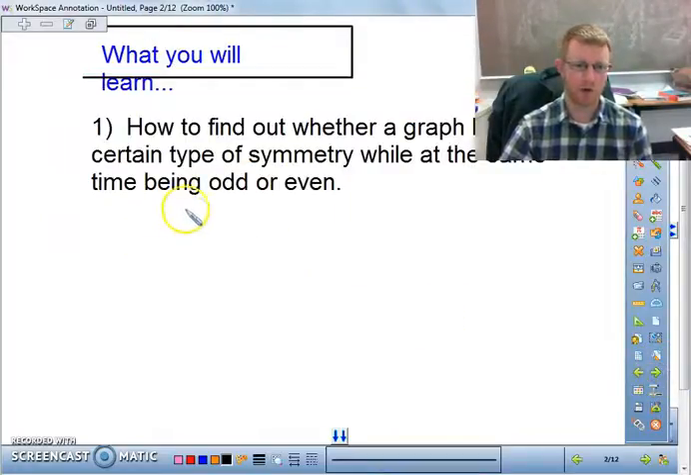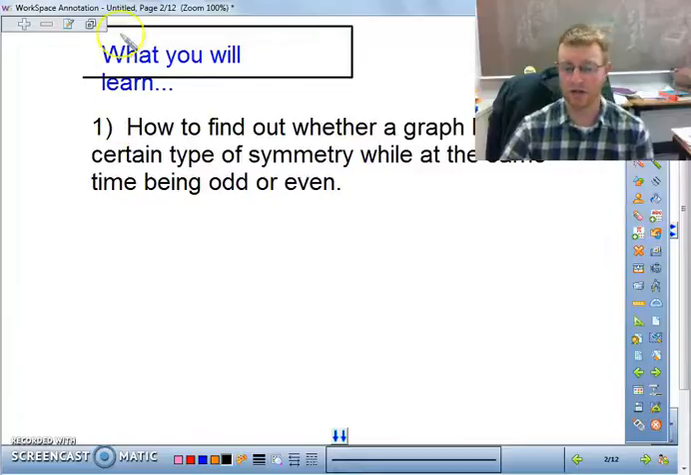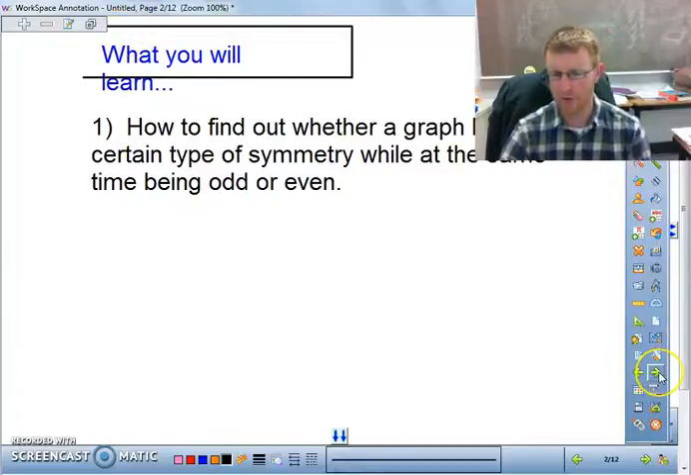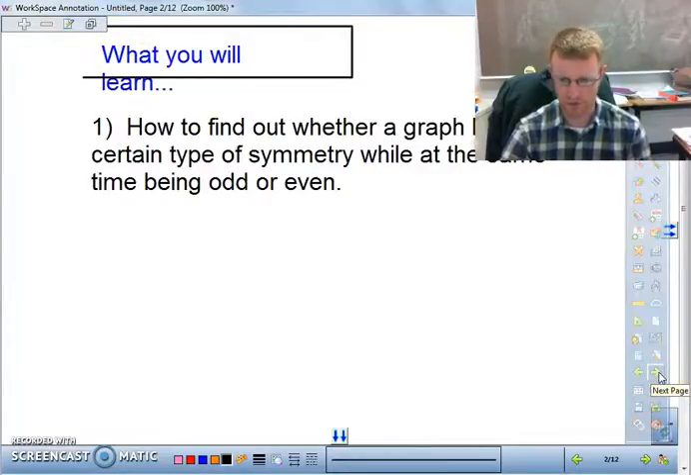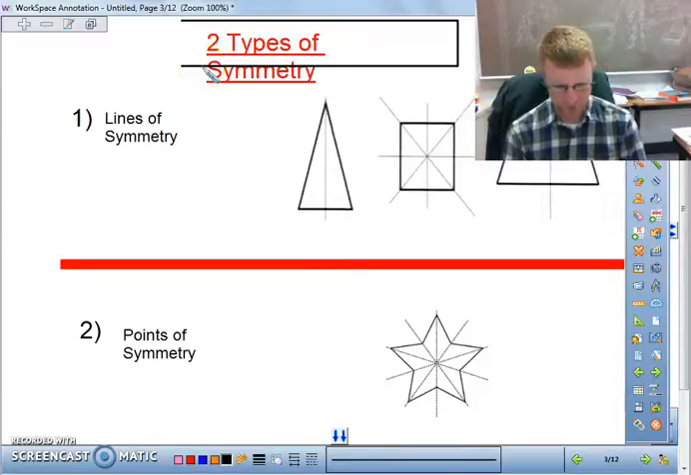And then what we're going to learn today is how to find whether a graph has a certain type of symmetry, while at the same time whether it's odd or even. You may not have heard the terms odd or even when describing functions, but we will discuss that going through this today. So let's first talk about the types of symmetry that there are.